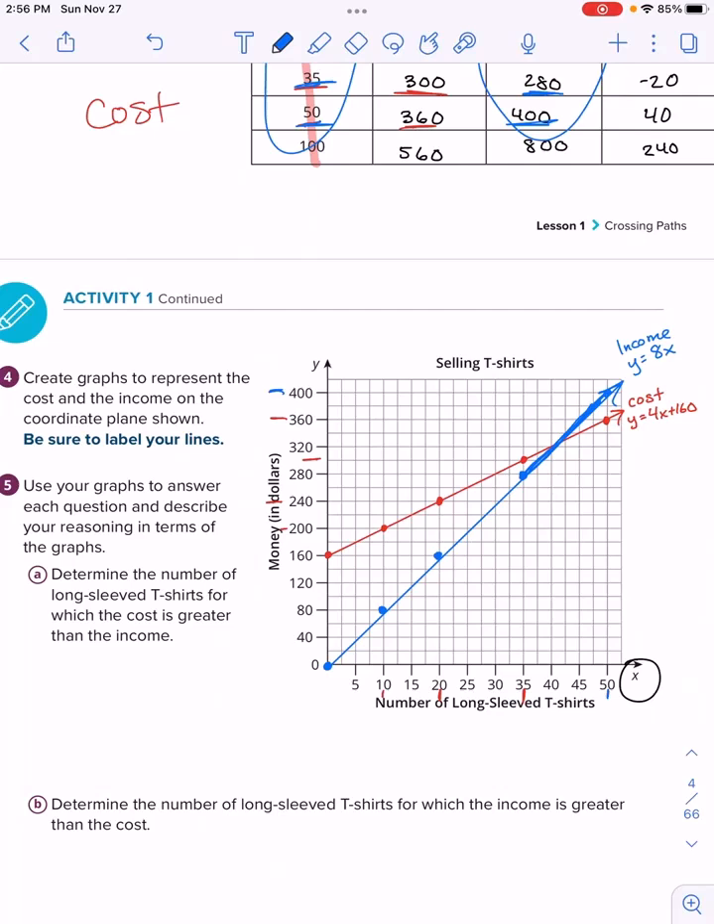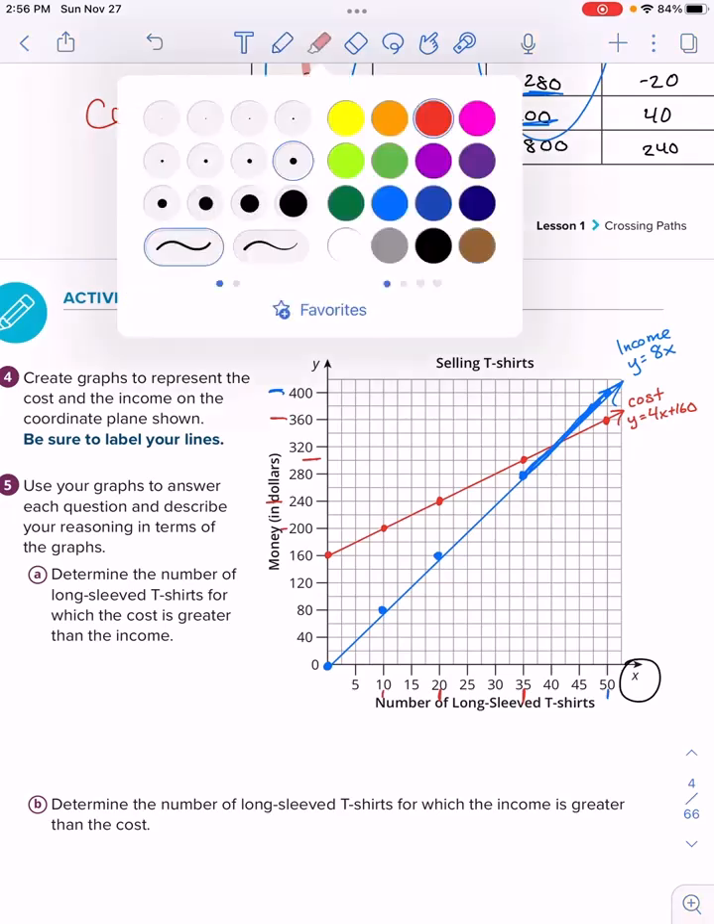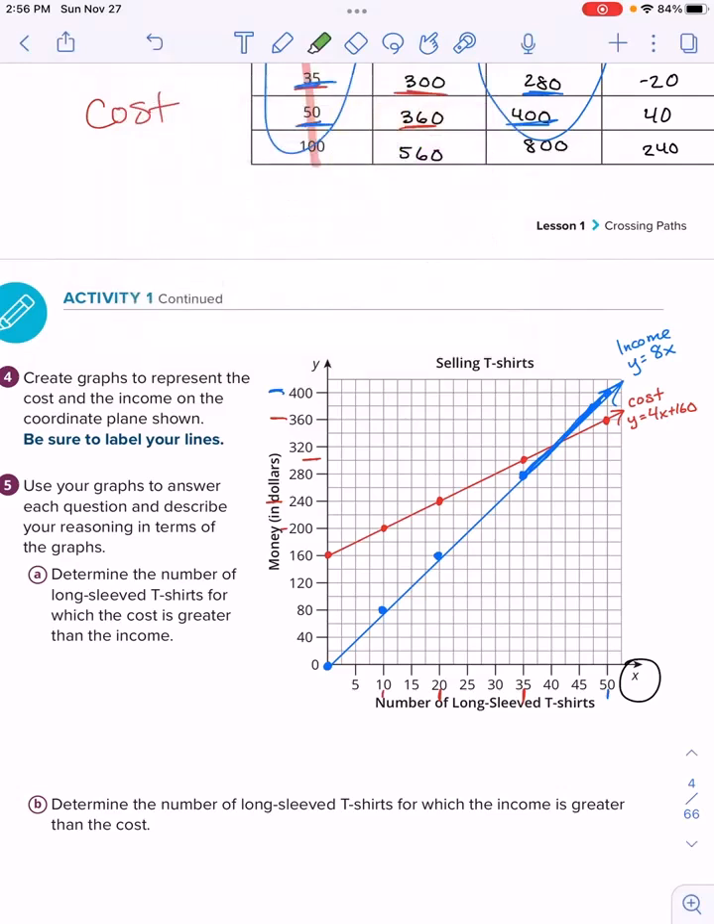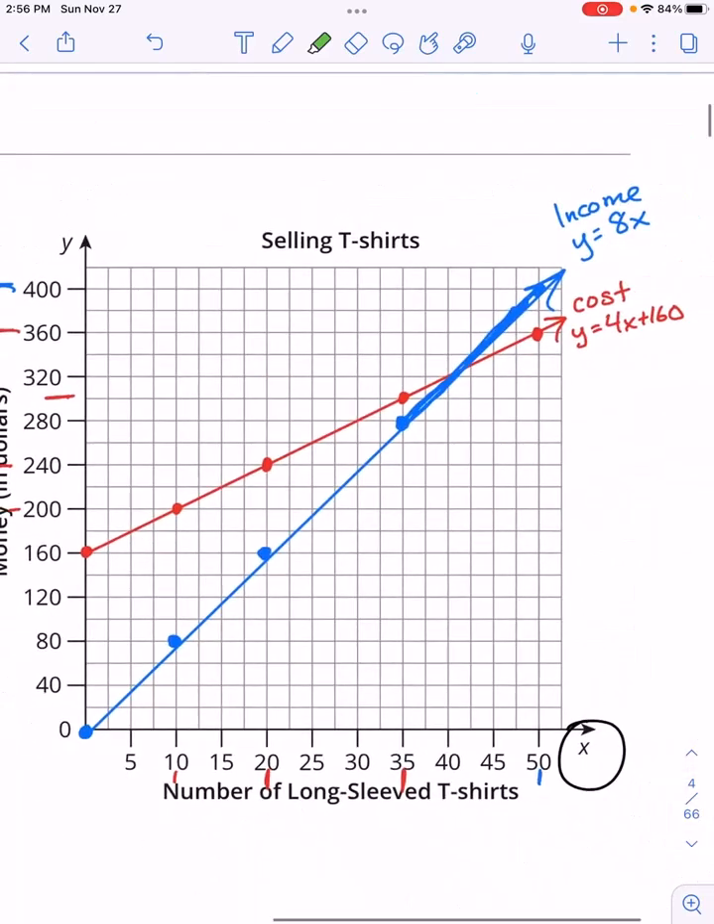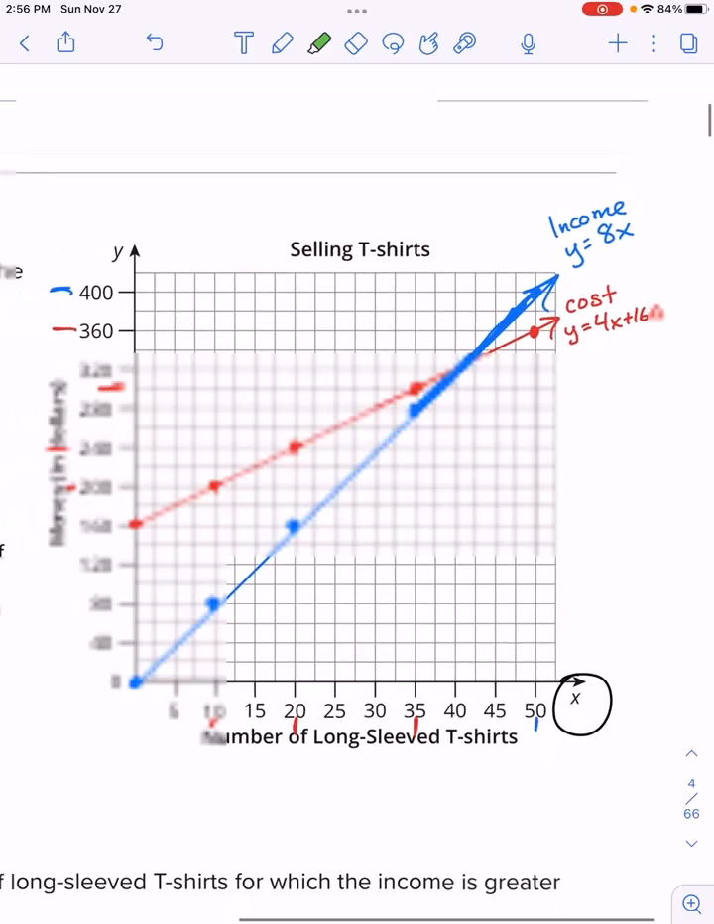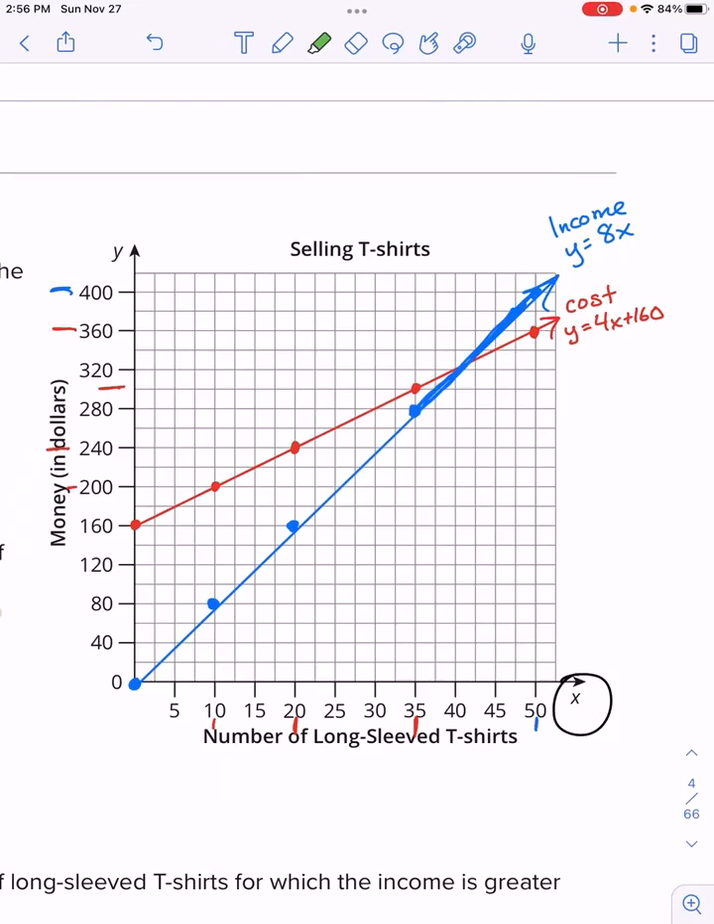So for number 5, A, determine the number of long sleeve t-shirts for which the cost is greater than the income. Let's highlight this, I'll put this in a neutral color. Cost is written in red, income in blue. If it's greater than, that means it has to be above. So which part is the red line above the blue line?